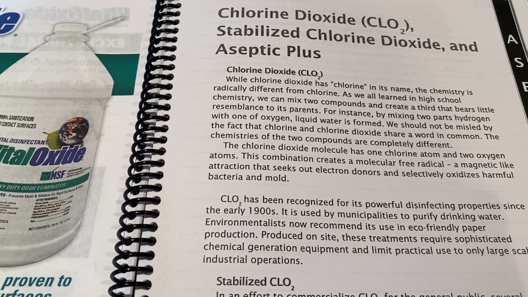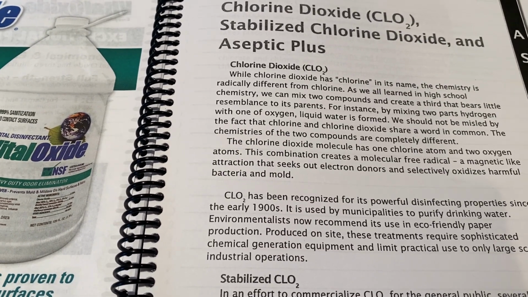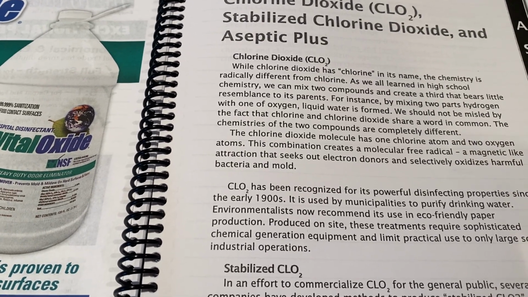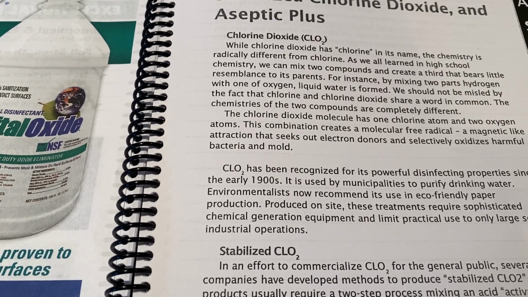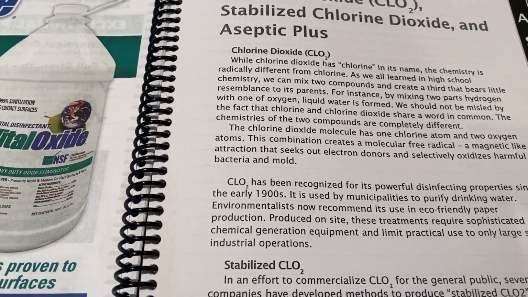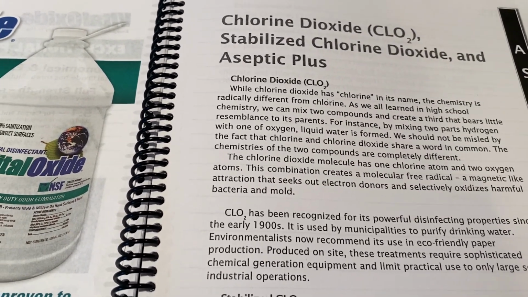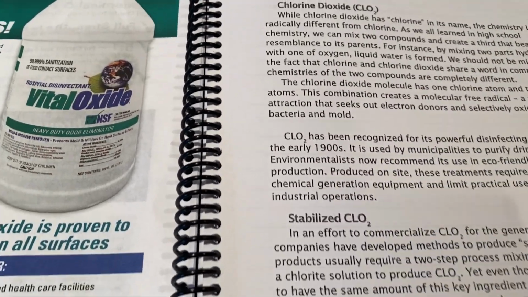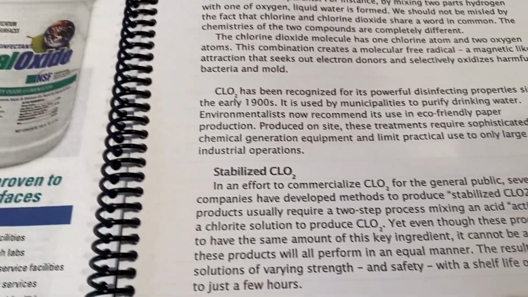We should not be misled by the fact that chlorine and chlorine dioxide share a word in common. The chemistries of the 2 compounds are completely different. The chlorine dioxide molecule has 1 chlorine atom and 2 oxygen atoms. This combination creates a molecular free radical, a magnetic-like attraction that seeks out electron donors and selectively oxidizes harmful bacteria and mold and odors and germs as well. And viruses too, actually. So anyway, there's some information there if you want to peruse that.